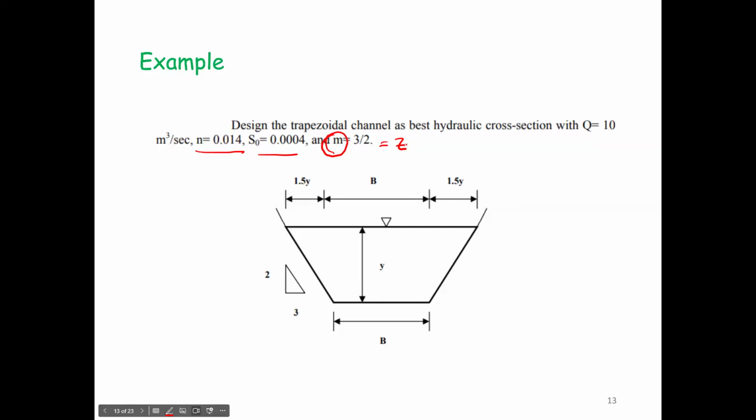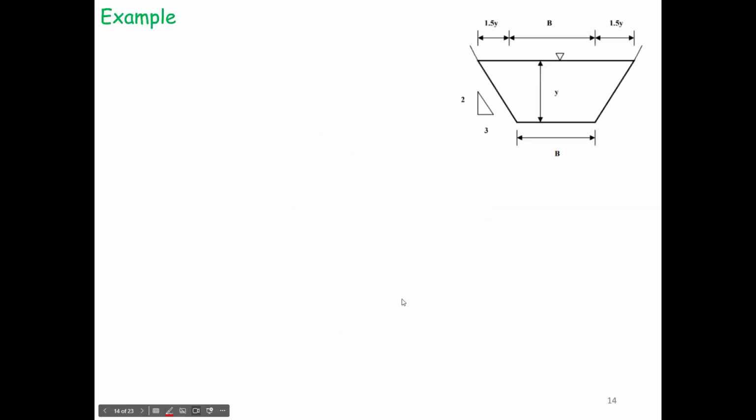Design the channel. Design the channel means that I need to know B, I need to know Y. So I need you to give me both of them. And for Z, it is like 3 over 2, so you can make it like that one and write Z equal to 1.5 or 3 over 2. Both are correct. So I will write everything that I have for this one, and I hope that I don't make a mistake for that one.